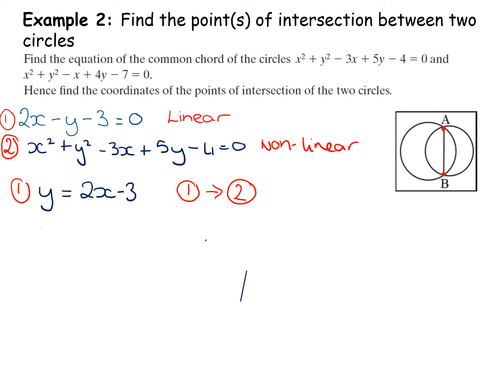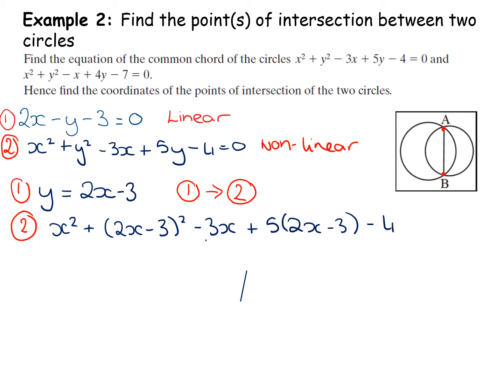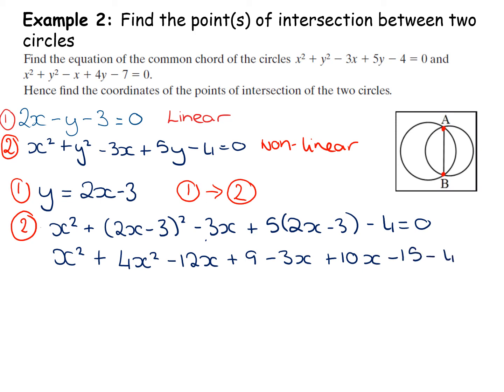So my equation 2, just always labeling to keep track of everything, becomes x squared plus, instead of y squared, I have 2x minus 3 squared, minus 3x plus 5, instead of y, I put in 2x minus 3, minus 4 equals 0. Now I'm going to expand any of the brackets and then tidy up. So this becomes x squared plus, using the shortcut for squaring, 4x squared minus 12x plus 9 minus 3x plus 10x minus 15 minus 4 equals 0.